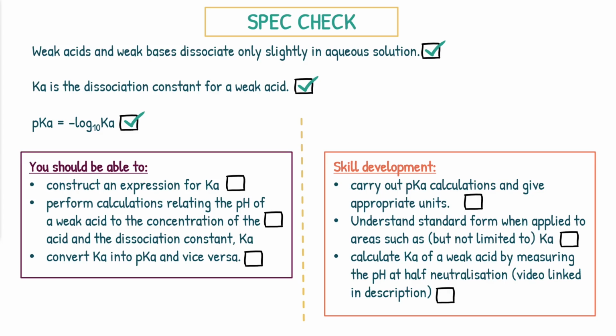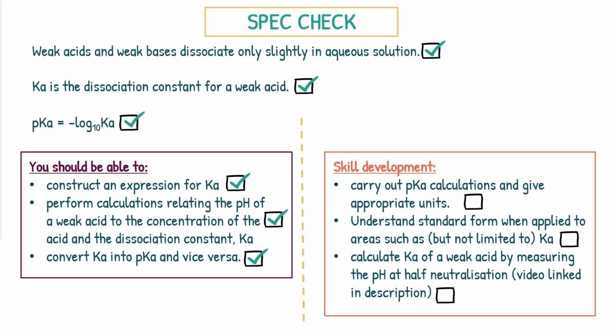Next up, what should you be able to do in preparation for your exams? You need to be able to construct an expression for Ka. We checked that out. You need to be able to perform calculations relating the pH of a weak acid to the concentration of the acid and the dissociation constant Ka. We did a calculation for that just now, rearranging them all using each of the variables. You also need to be able to convert Ka into pKa and vice versa. We looked at that with the inverse log.